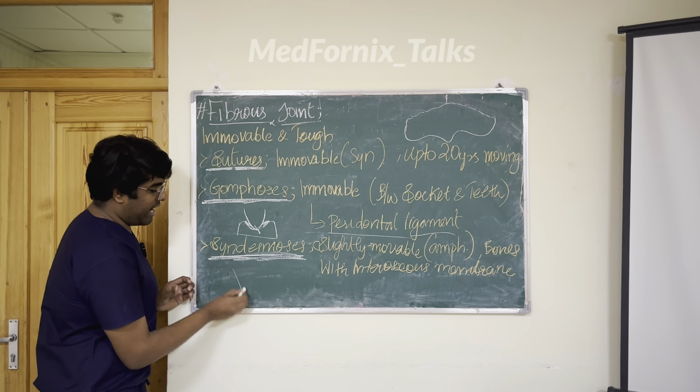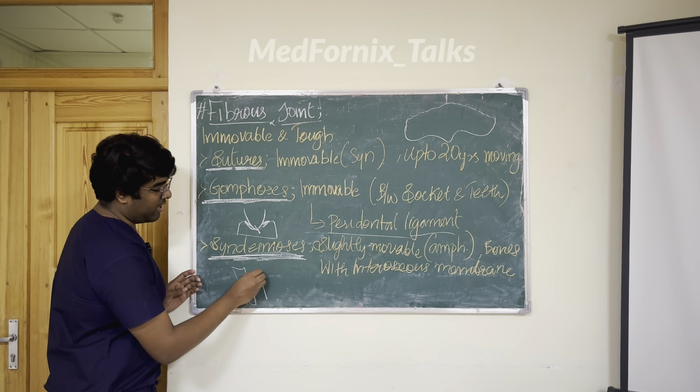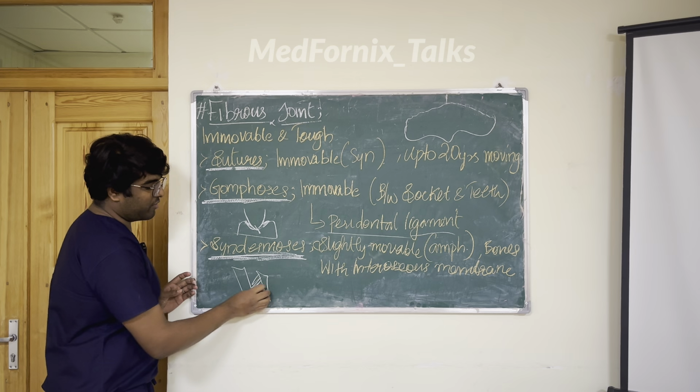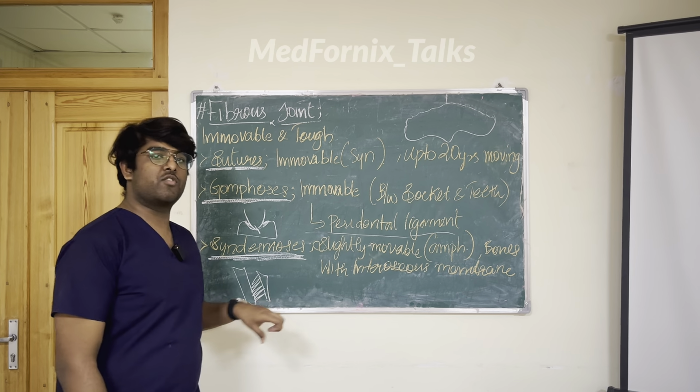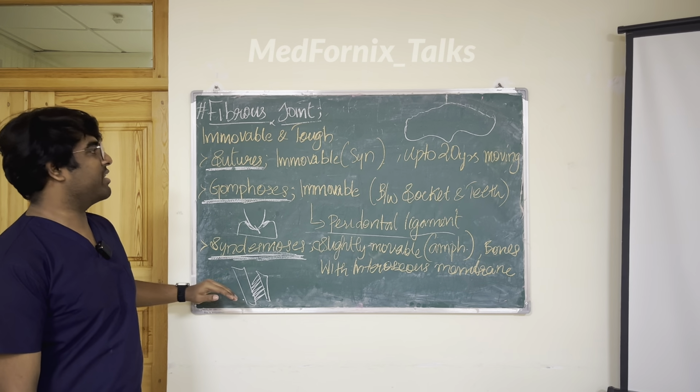You know, there is a radius, this is a radius, and this is ulna. Between the radius and ulna, there will be a presence of interosseous membrane, and these types of joints are syndesmosis, or syndesmosis joint, we can tell. So these are the sub-classification of fibrous joint.